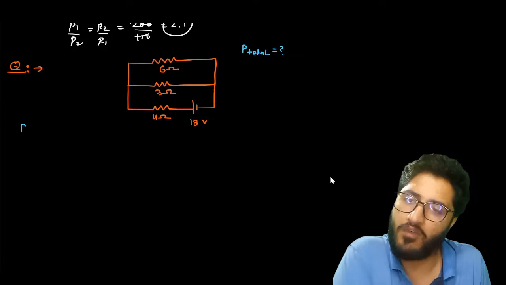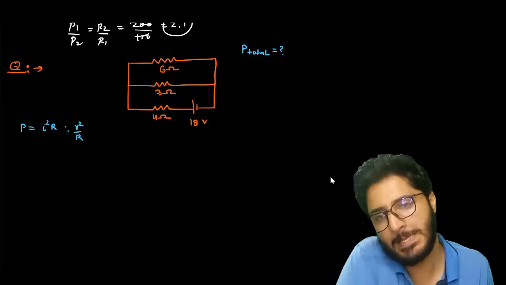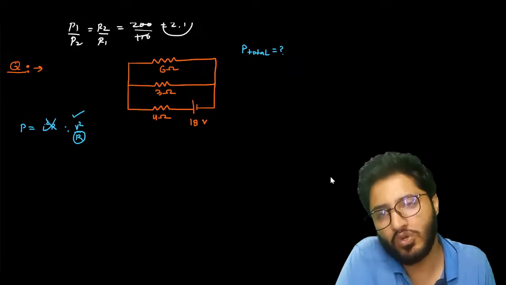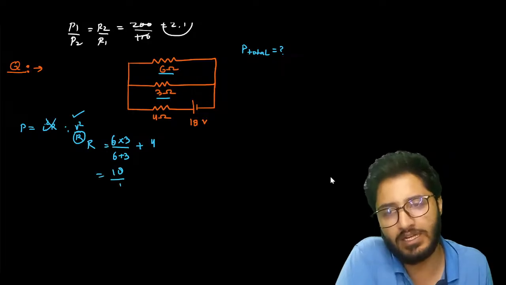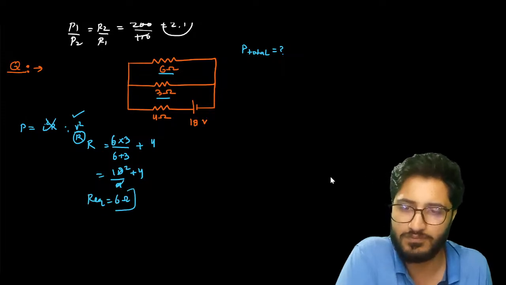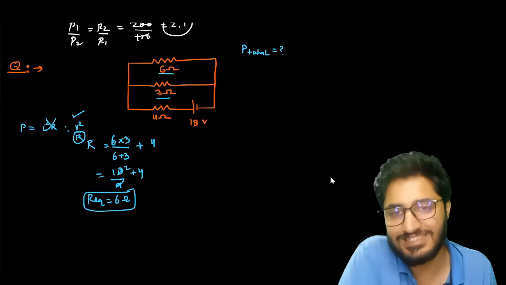For total power, either I need to write I square into R or V square by R. I guess we don't need to calculate I. V is given, so I need to find R. 6 and 3 are in parallel, so I will write 6 into 3 divided by 6 plus 3. This one is in series with 4. This is R equivalent: 18 by 9 plus 4, 9 twos are 18. So my R equivalent came out to be 6 ohm.